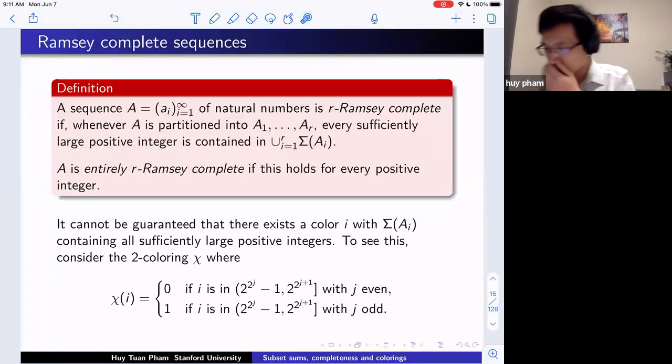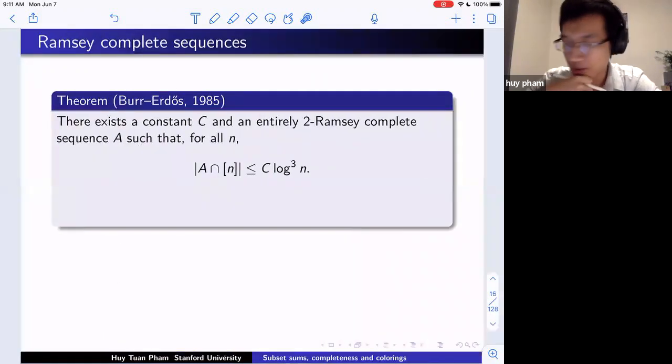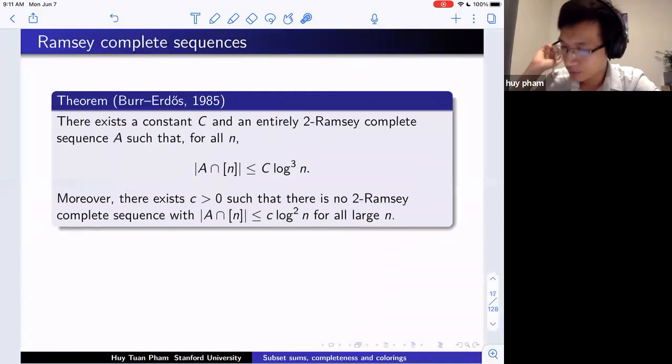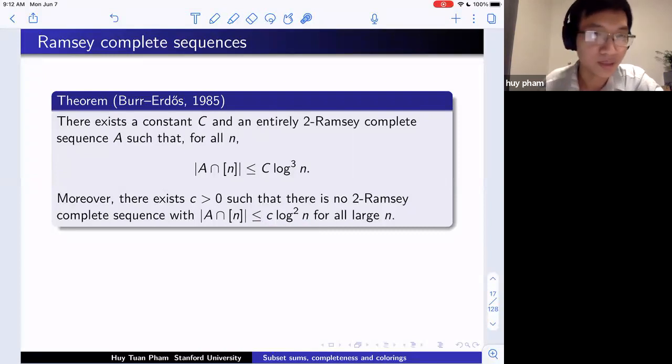So the notion of R-Ramsey completeness goes back to Burr and Erdős, and they showed two results there. First, they show that there is a sparse entirely 2-Ramsey complete sequence, with the property that there are only about log n cubed many terms of the sequence which are smaller than n. And they also show a lower bound on how sparse a 2-Ramsey complete sequence could be. They show that if any sequence A satisfies that there are only roughly log square of n many terms in A that are smaller than n, then A cannot be 2-Ramsey complete.